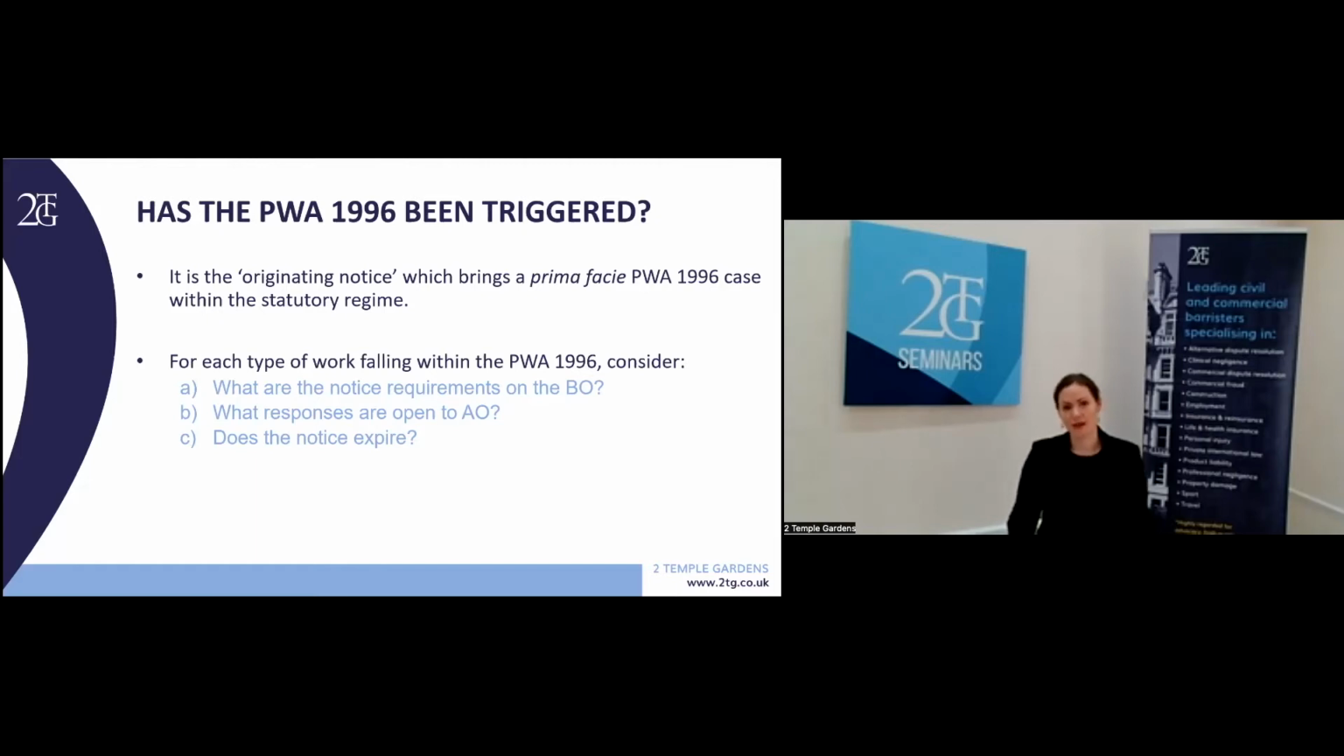In broad terms, there are three things to consider when thinking about originating notices. First, what are the requirements for this type of work, both in terms of the notice period, but also the content of the notice that has to be served? Second, what responses are available to the adjoining owner? And third, if a notice is consented to by the adjoining owner, does the originating notice expire?